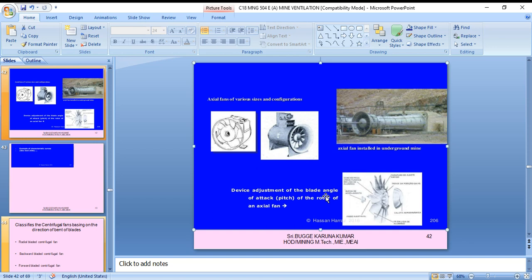Here we observe the vane anemometer for measuring the air velocity. This is the axial flow fan, this underground axial flow fan. This device adjusts the blade angles of the rotor in axial flow fans.